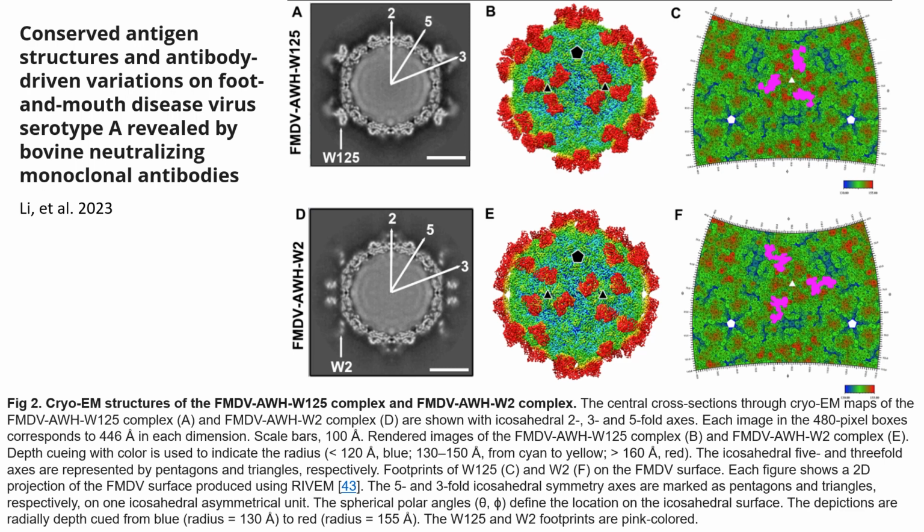are more central. The authors identified 2 antigenic sites on the virus, which were bound by 2 broadly neutralizing antibodies, W125, which is the top row, and W2, which is the bottom row. In the third column, the pink areas show where the 2 antibodies bind to the antigen sites.